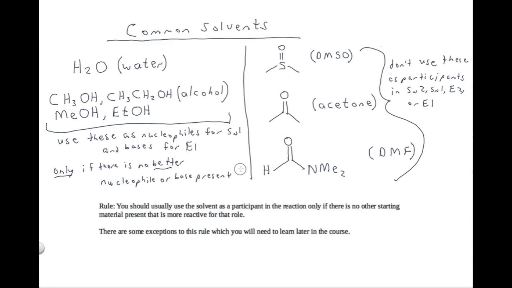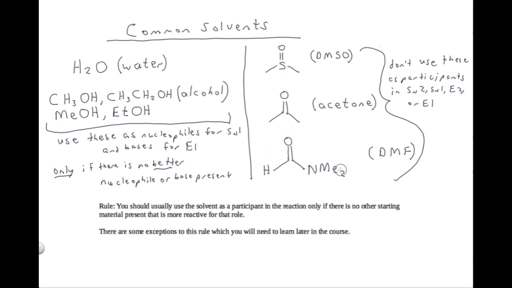So let's try to be more specific about these solvents. You will sometimes use water and alcohol in SN1 and E1 reactions, but you will only do that if there's no better nucleophile or base present. And remember that the nucleophiles and bases that are better are listed in that table. On the other hand, I think that we would almost never use these solvents in SN2, SN1, E2, or E1 reactions. So we're not expecting to use these solvents in any of the reactions at this point in the course.